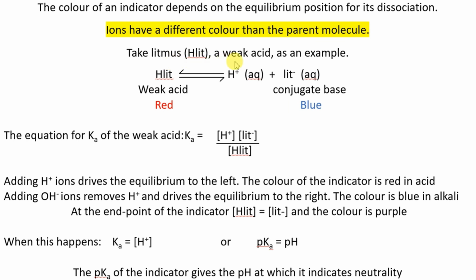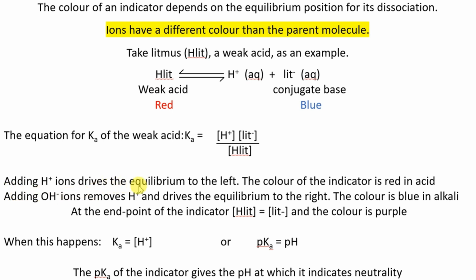Taking litmus, a weak acid, as an example. The undissociated acid, represented by HLIT, is red. When it dissociates, it forms a conjugate base, LIT-, which is blue. We can write the equation for Ka of the weak acid: the product of the concentrations of the ions formed on dissociation divided by the concentration of the undissociated acid.